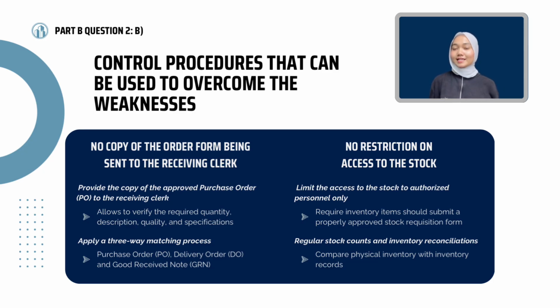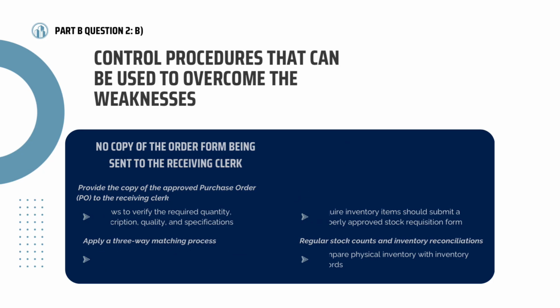Besides controlling access, the company should also carry out regular stock counts and inventory reconciliations. Physical stock should be counted periodically and compared with the inventory records in the system. If there are any differences between the actual stock and the recorded stock, the company can investigate the cause immediately.